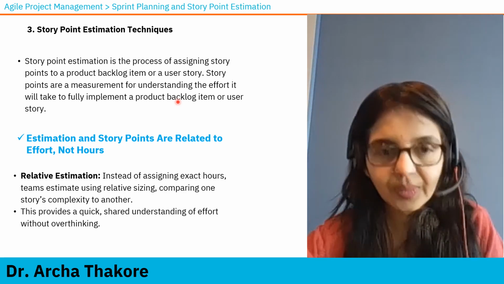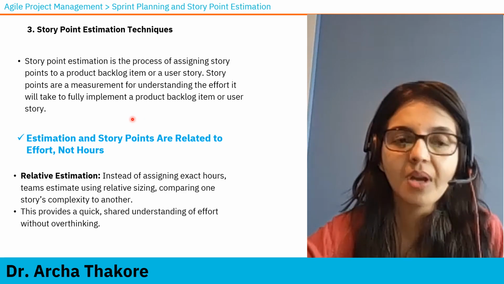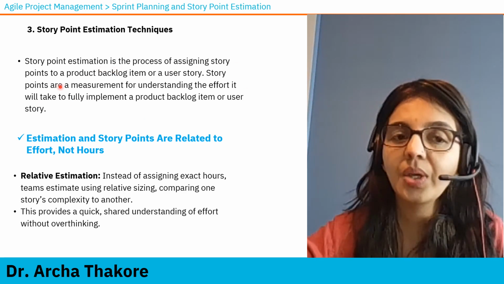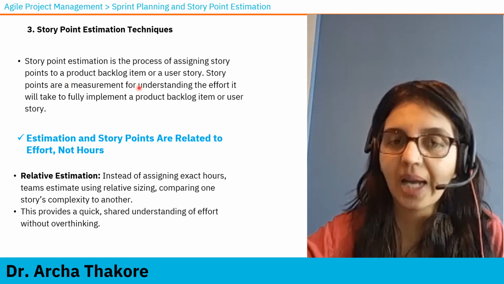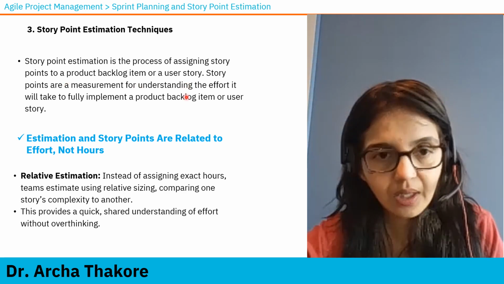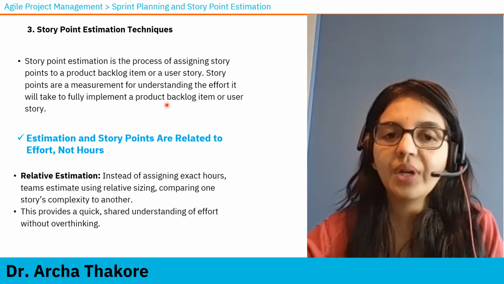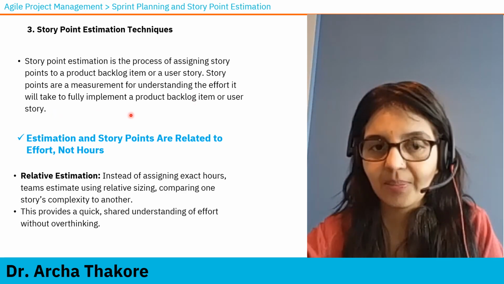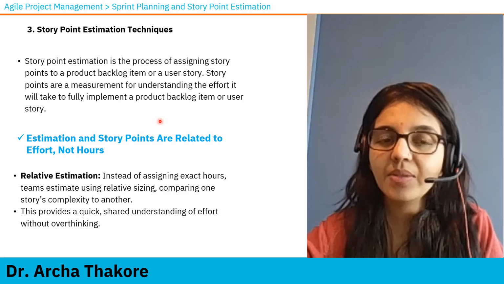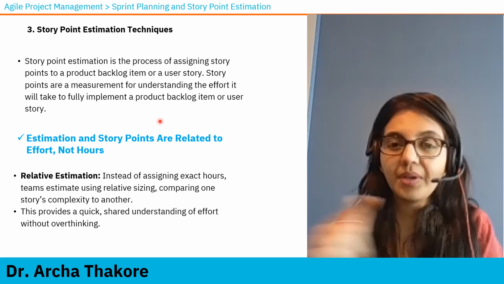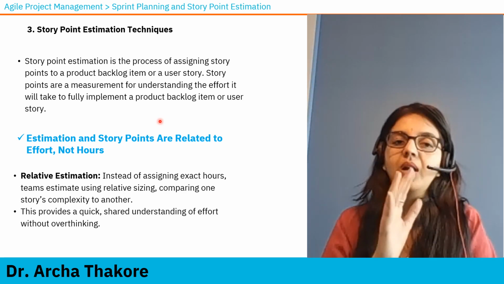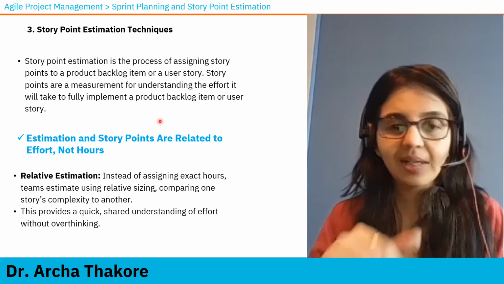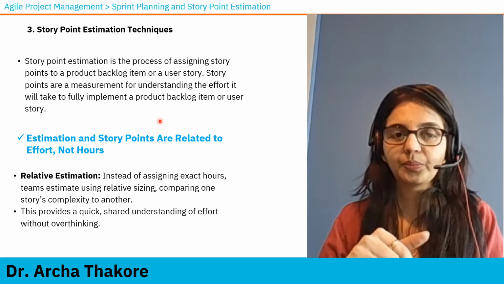Okay, let's try to understand it further. Story point estimation is the process of assigning story points to a product backlog item or a user story. Story points are a measure for understanding the effort that it will take to fully implement it. Estimation and story points are related to effort, not hours. If you give a weightage of 3 to a story, it doesn't mean it'll take 3 hours to complete.